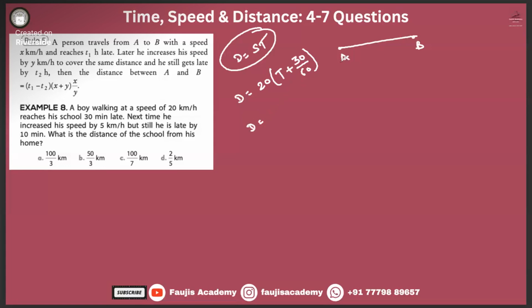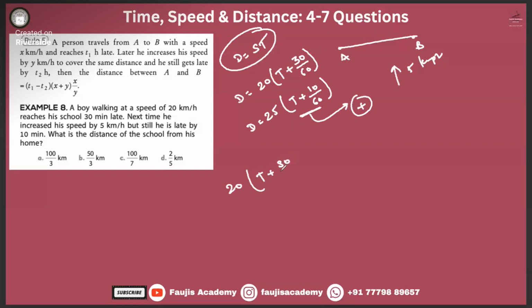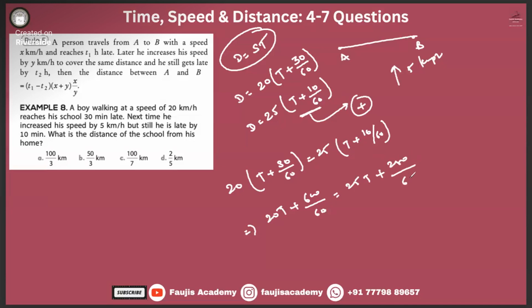And in the second case, he increased his speed by 5 kmph. Okay, so now at what speed did he travel? He traveled at the speed of 25 kmph, right guys? But still he is late by 10 minutes. If he is late, that means the time taken over here will be more than the t. That is why we have this plus sign in between. Is it clear? Now let's just try to solve this equation. How much do we find? T plus 10 by 60, that means 20t plus 600 by 60, 25t plus 250 by 60. I have purposefully not simplified this over here. You know why? Because of ease of calculation.